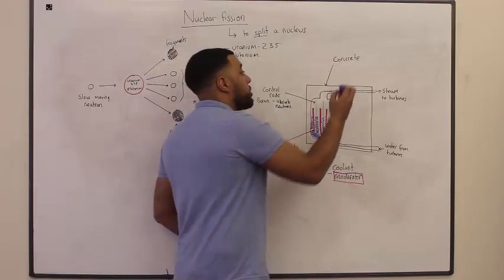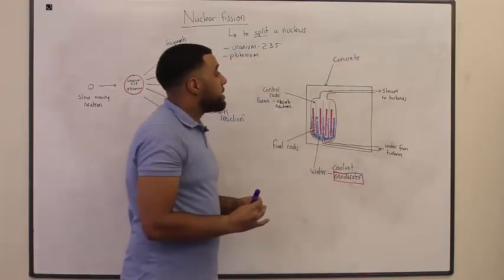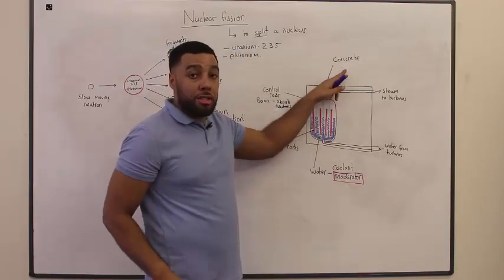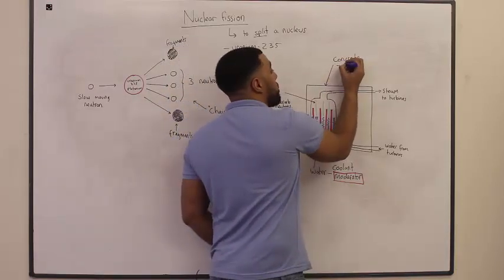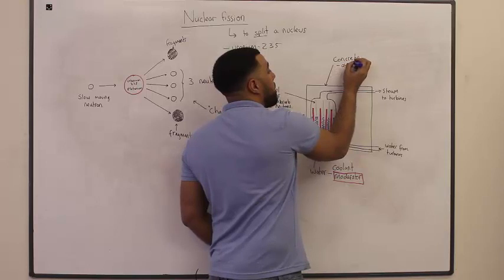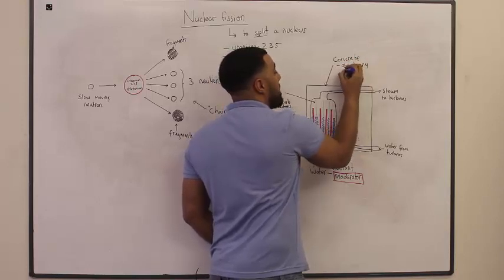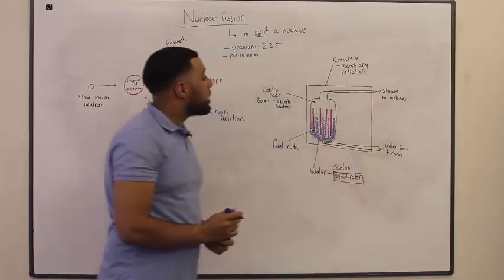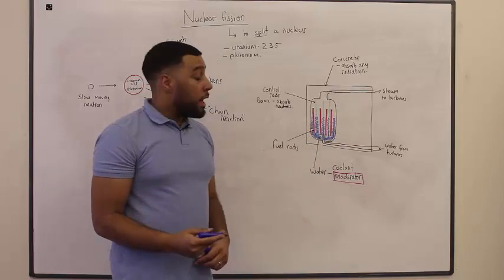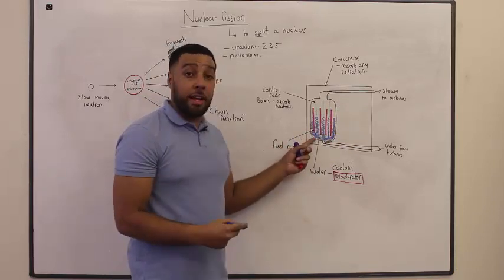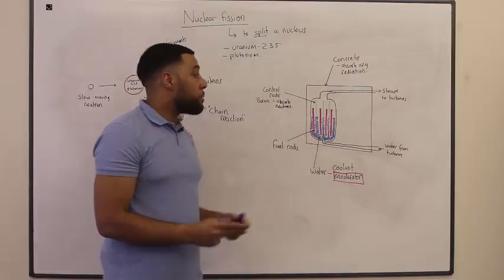The whole reaction will take place in what we call a concrete shield. The reason we use concrete is so that the concrete can absorb any radiation released. The reactor core will also be made out of steel, as steel is strong enough to withstand the high temperatures and the pressures.